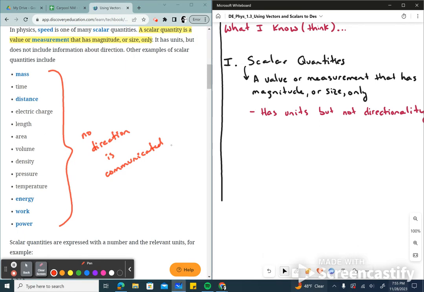Maybe we can give some examples over here. We could say mass, distance, length, etc. We're not going to rewrite the whole list, but that gives us a little bit of a sense there.